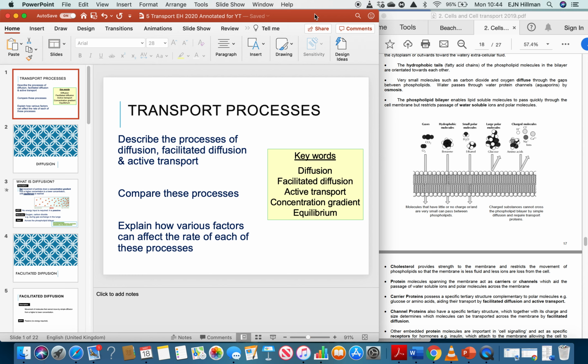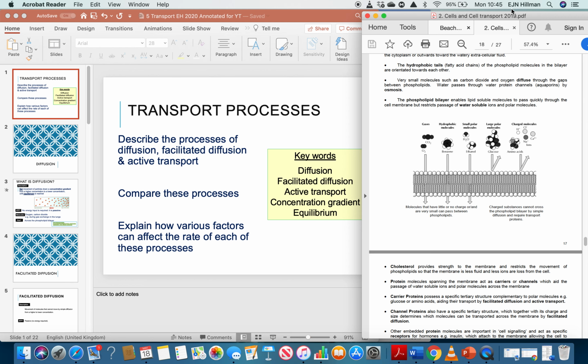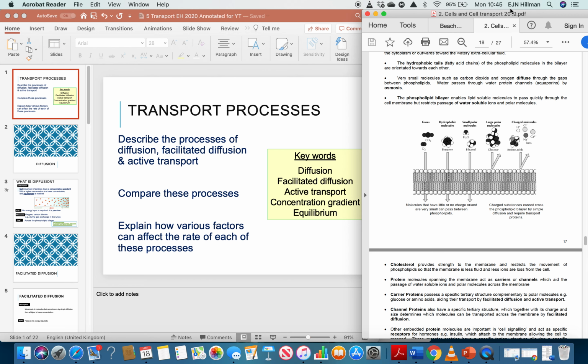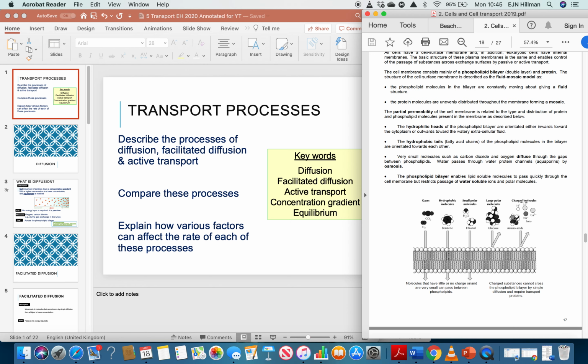Okay, morning all. This is the first revision lesson type thing that I'm going to do as a request. Somebody requested this from my class. It's on transport across membranes, and it relates to booklet 2, cells and cell transport, towards the end of that booklet.